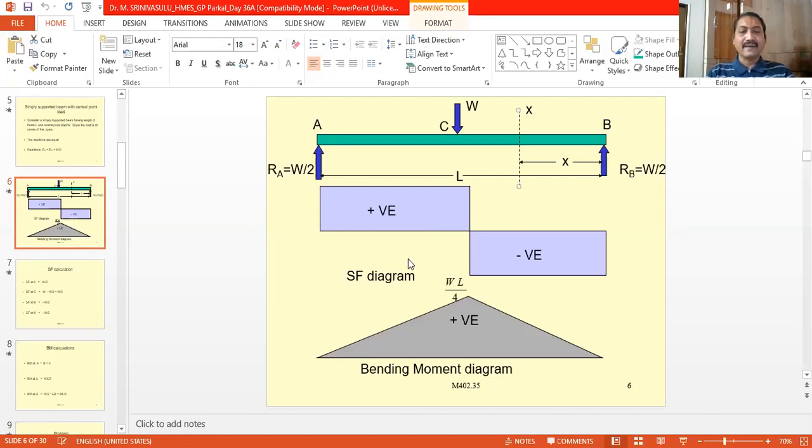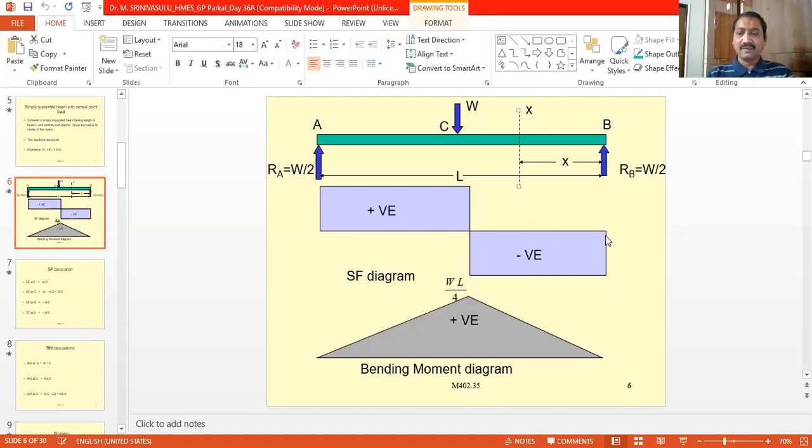Now here we got the negative value and also the positive value. Therefore, you have to take them with their signs. First of all, you have to draw the vertical lines from the salient points, that is A, B, and C. Then you take this as the zero line for the shear force diagram. Then the shear force at B is equal to minus W by 2. So you take some suitable scale depending on the magnitude of the force.